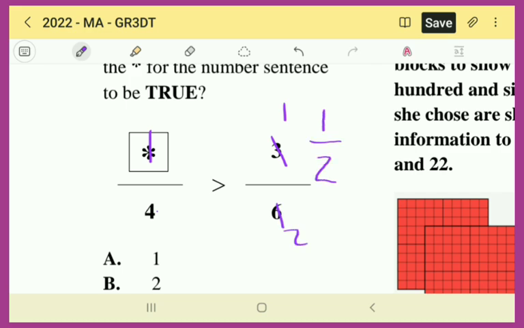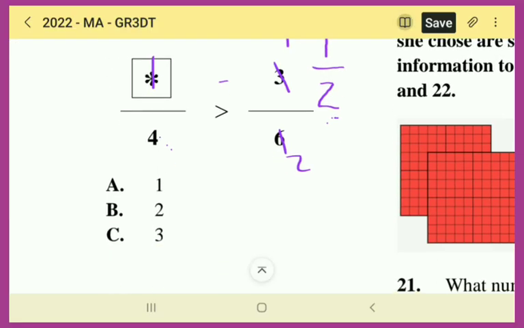Is it smaller? I mean greater. What am I saying? This sign is greater. Is it true that a quarter is greater than a half? No, it's not. Look at the denominator, which is bigger. If they have the same top number, the bigger the bottom number, the smaller the fraction. Let's look at what B says.